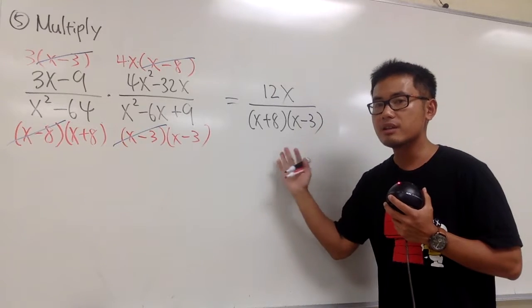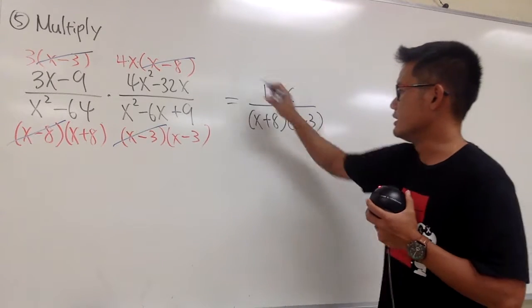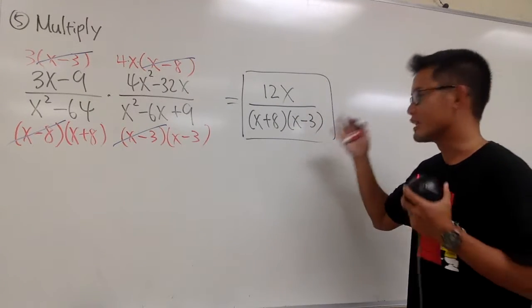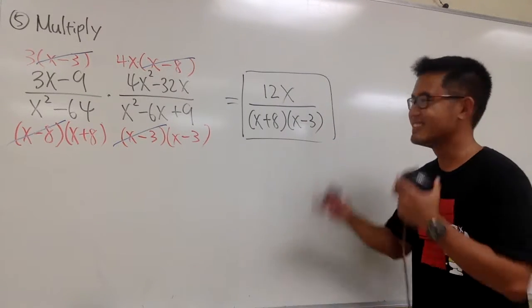This is called the factored form for the answer. This is actually preferred because now there's nothing else we can cancel. That's why I boxed this already for the answer. That's it.